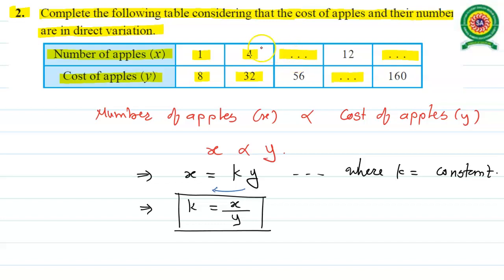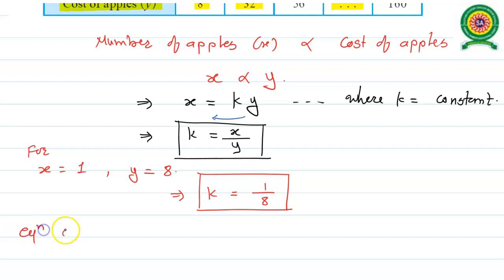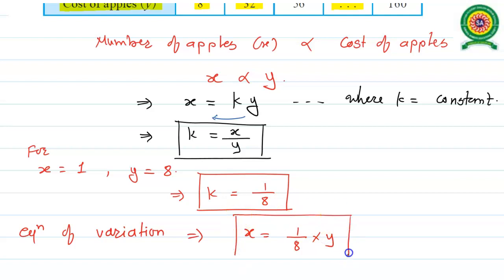Now as per the first condition, we might take for 1 apple or for 4 apples, it doesn't matter. So now I would like to take 1 apple. That means I am writing for X equals to 1, we have cost Y equals to 8. So once we replace X by 1 and Y by 8, we are getting the value of K is 1 upon 8. Once we have the value of K, then we can write the equation of variation in the form X equals to K, K means we have 1 upon 8, into Y. This is called the equation of variation.